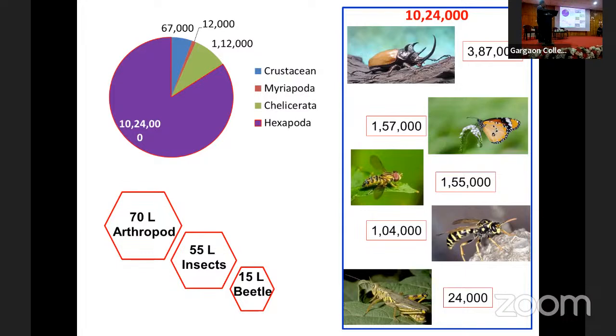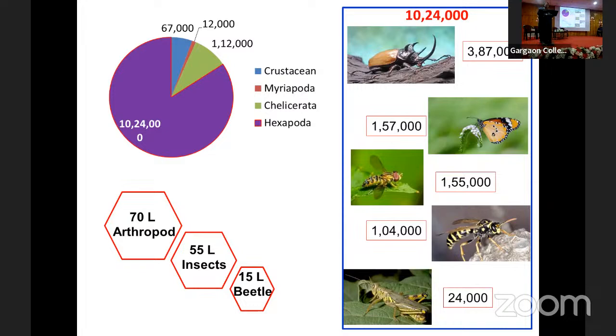And 3,87,000 species. Then Lepidoptera, which is composed of butterflies and moths, have 1,57,000 species, the second highest, followed by Diptera, flies, with 1,55,000 species, followed by Hymenoptera, like wasps and honeybees, with 1,04,000 species, followed by Orthoptera with 24,000 species. In that way, the species diversity is enormous.